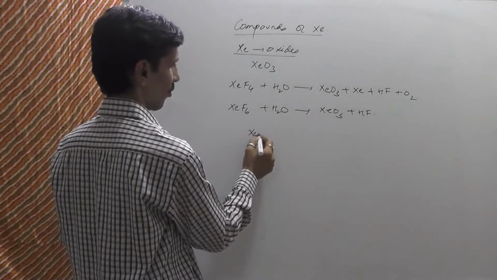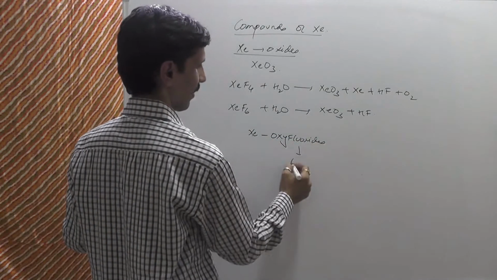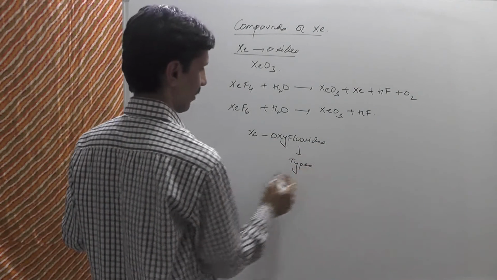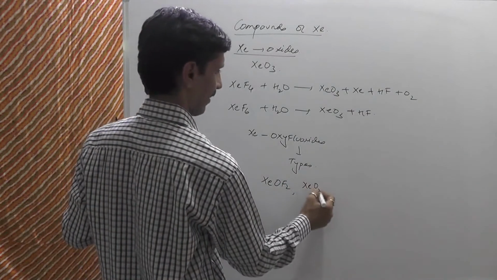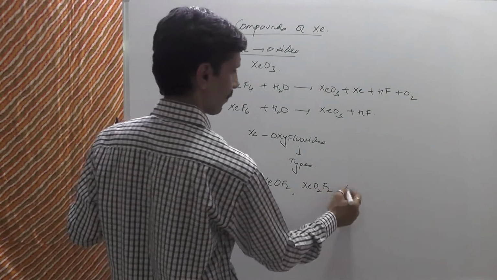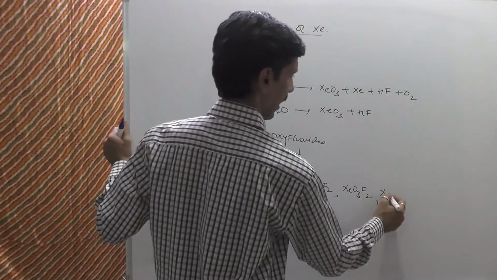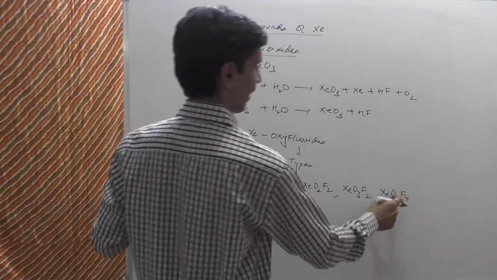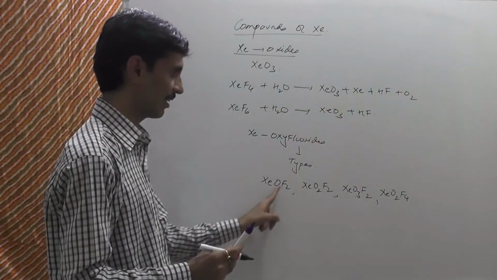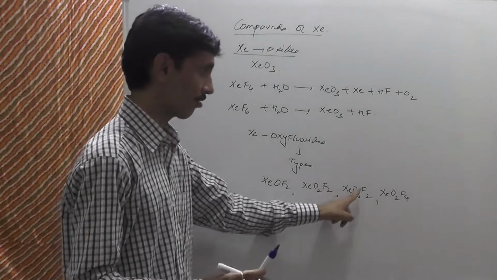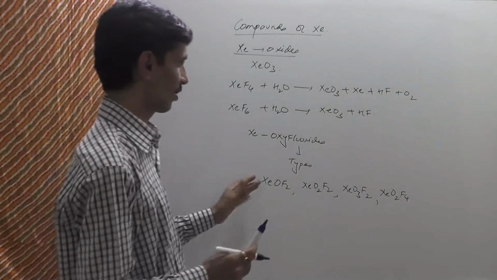Next is xenon oxyfluoride. Now which different types of xenon oxyfluorides are there, that is what we are going to consider, and they are XeOF2, oxydifluoride, then XeO2F2, dioxydifluoride, then XeO3F2, trioxide difluoride, and then XeO2F4, so that is dioxytetrafluoride. So these are the various types of oxyfluorides: XeOF2, oxydifluoride, dioxydifluoride, trioxydifluoride, and dioxytetrafluoride. Okay, so of xenon, these are the different types.